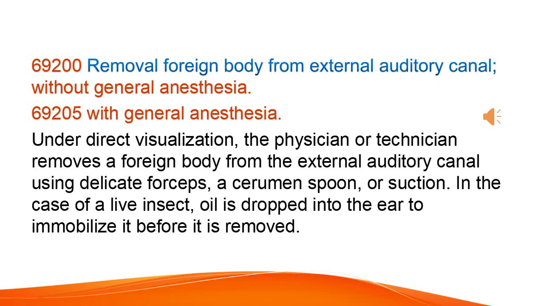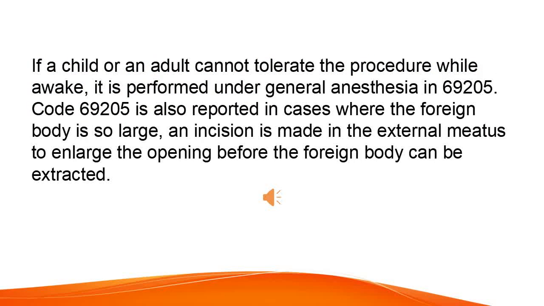Removal of foreign body from external auditory canal, without general anesthesia. With general anesthesia. Under direct visualization, the physician or technician removes a foreign body from the external auditory canal using delicate forceps, a cerumen spoon, or suction. In the case of a live insect, oil is dropped into the ear to immobilize it before it is removed. If a child or an adult cannot tolerate the procedure while awake, it is performed under general anesthesia.